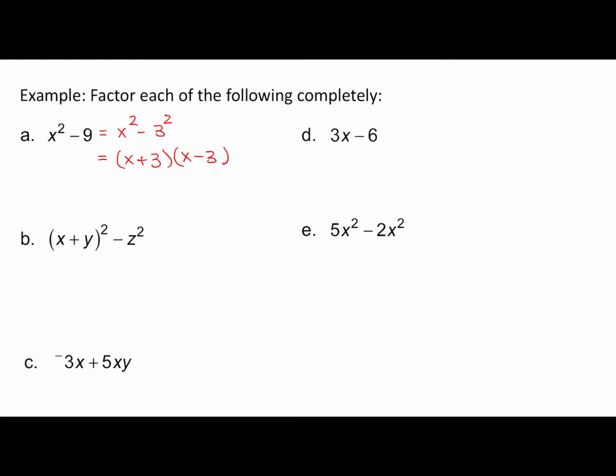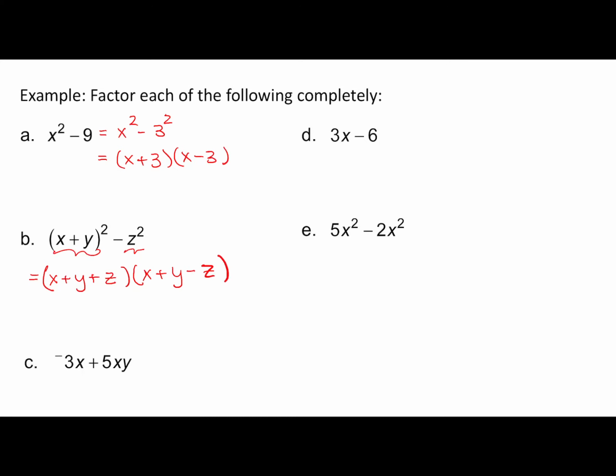What about part B? Again, I have a quantity squared minus a quantity squared. So this is a difference of squares. And my difference of squares formula says that this factors as A, so x plus y, plus B, so plus z, times my A, x plus y, minus my B, which is z in this case.